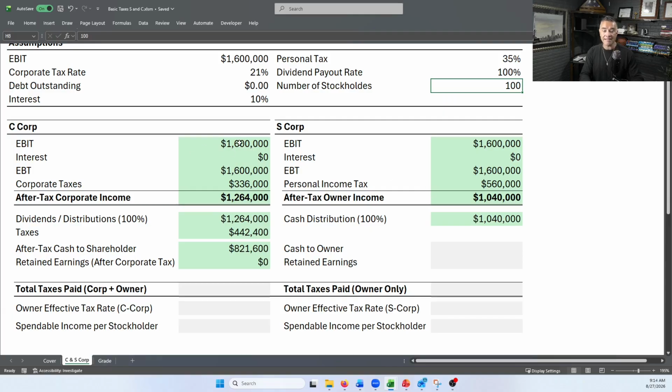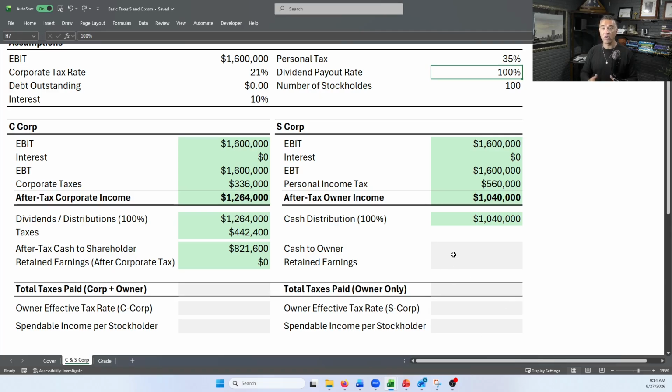Remember double taxation. The double taxation is if it's paid as dividends. So we have double taxation. If this was 0%, there is no double taxation because there's no dividends paid. So at the beginning of this video, I said there may be double taxation, not always. It depends if there's dividends paid to the owners.